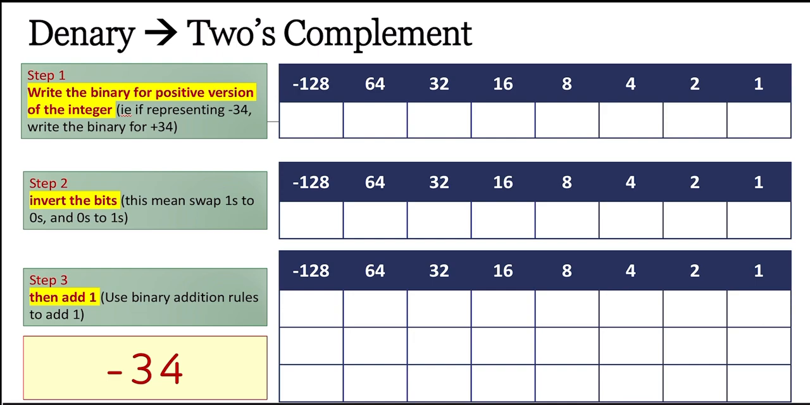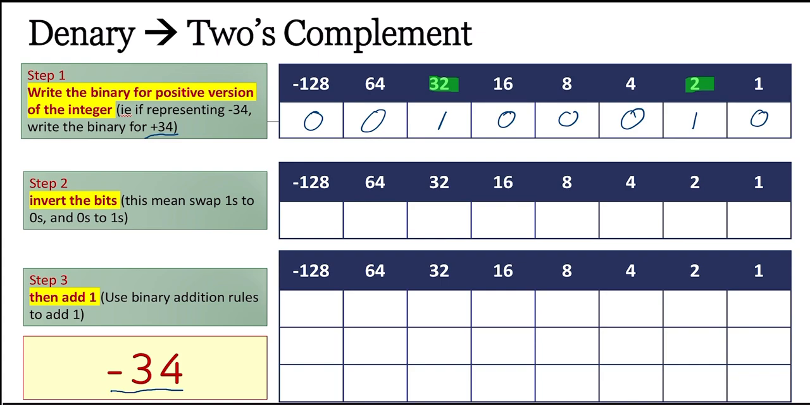So I want to represent negative 34 in 2's complement binary. So step 1, write the binary for the positive version of the integer. Okay, the positive version of negative 34 is positive 34. So that's going to be 0, 0, 1, 0, 0, 0, 1, 0. And that is positive 34 in binary. All I do is I add 32 to 2 to make 34.